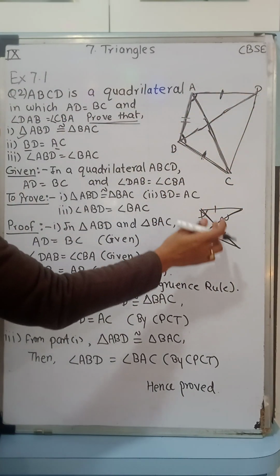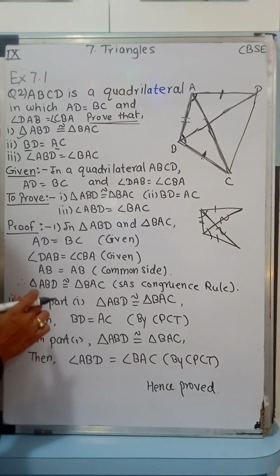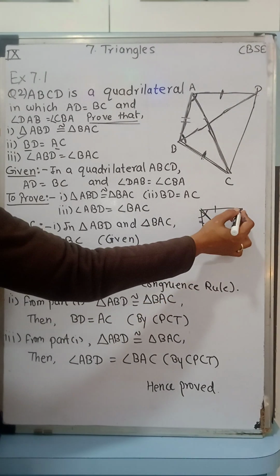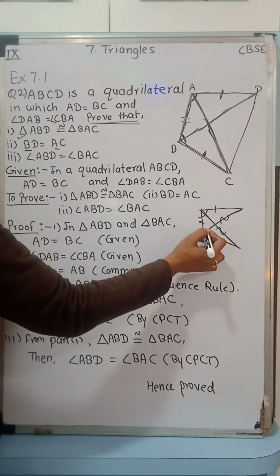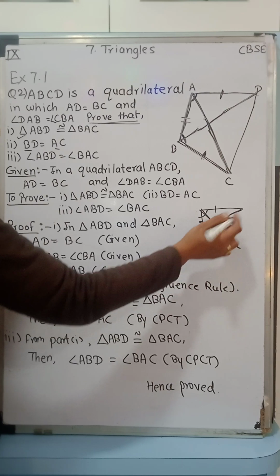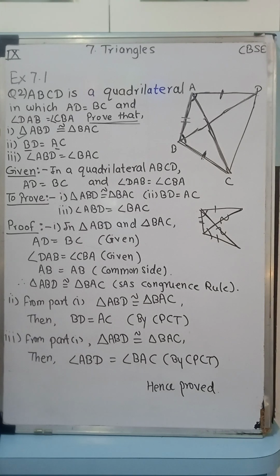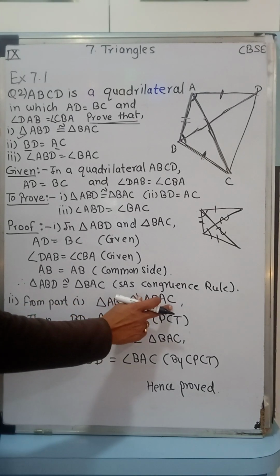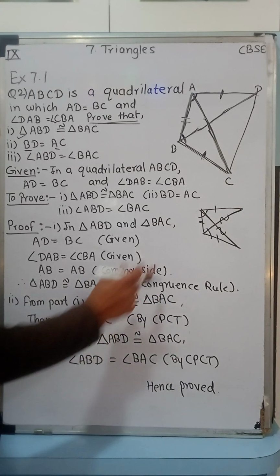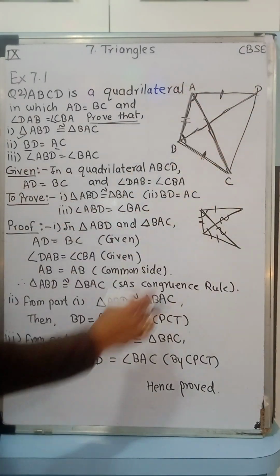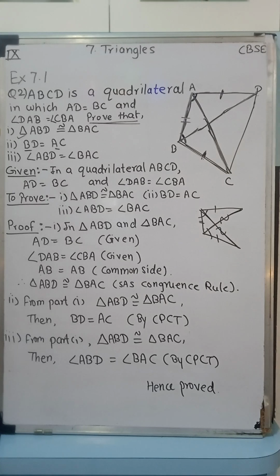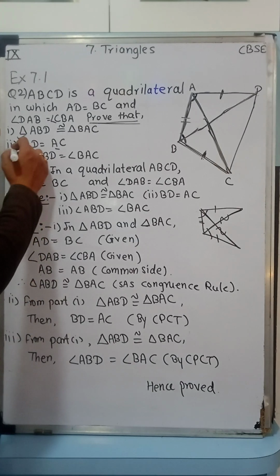As we already showed that this triangle is congruent to this triangle, by using CPCT, if two triangles are congruent, their corresponding parts will also be equal. So triangle ABD is congruent to triangle BAC, therefore BD is equal to AC. We can directly write BD is equal to AC by using CPCT, the long form of which is corresponding parts of congruent triangles. So we are done with this part also.